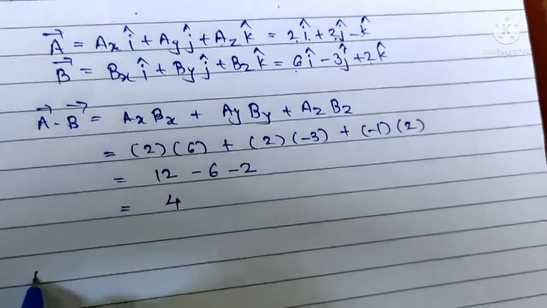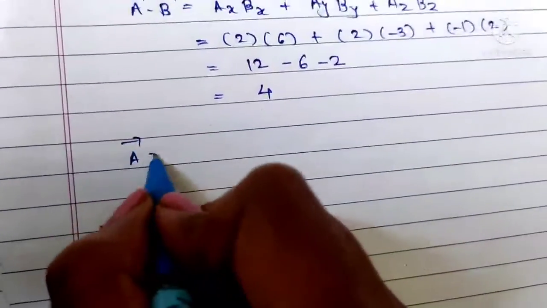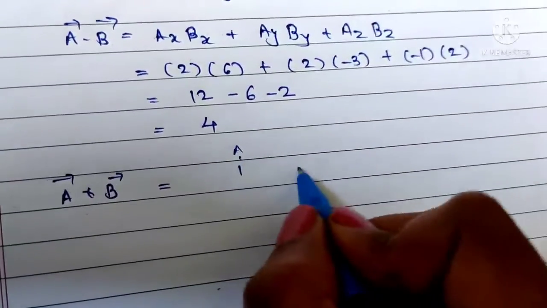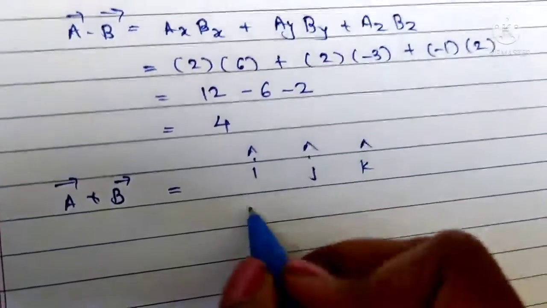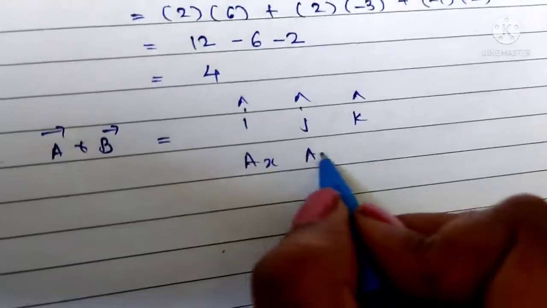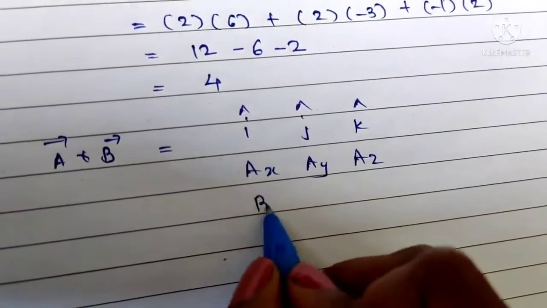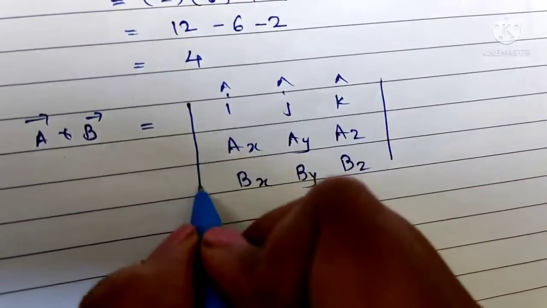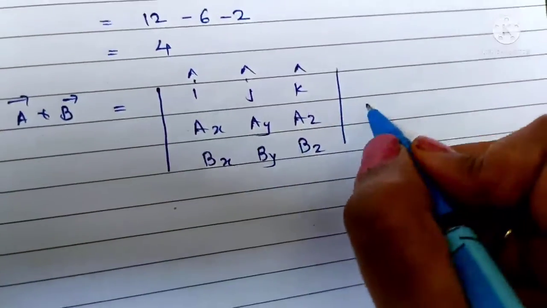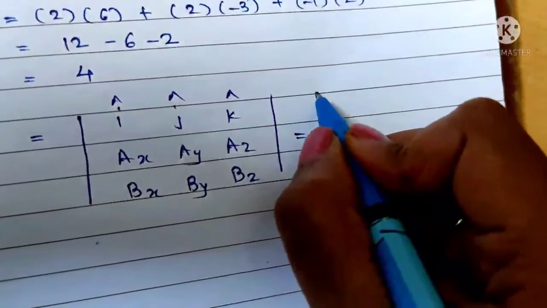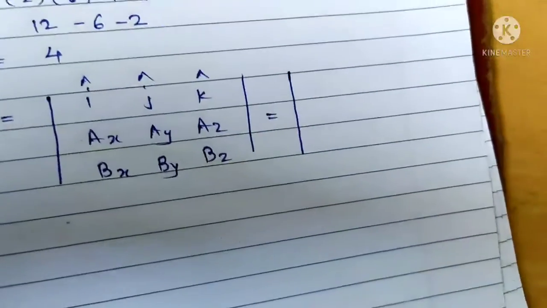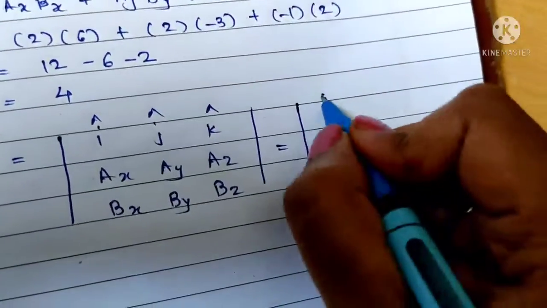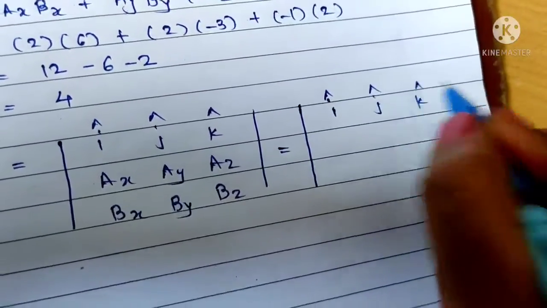Similarly, we may calculate the value of a bar cross b bar. Just write this formula in the form of a determinant, that is i cap, j cap, k cap. Here the first row is ax, ay, az, and the second row is bx, by, bz. This is in the determinant form. Now substitute these values of the x component, y component and z component. We get i cap, j cap, k cap.